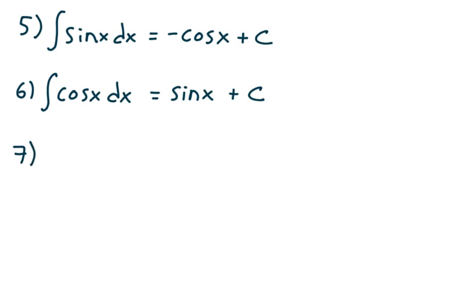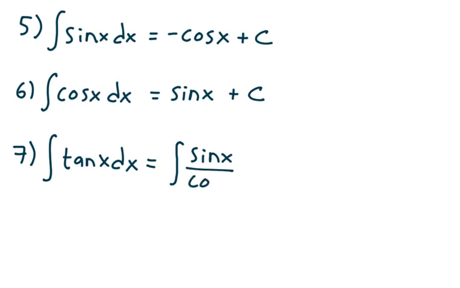Number 7, the integral of tangent x dx equals... Now, let's suppose we don't remember the integral of tangent x dx. If you know the integral of sine x dx and the integral of cosine x dx, just like with derivatives, you can get the integral of tangent x dx. Why? Because you can write this as the integral of sine x divided by cosine x dx. And then we can do a quick u substitution.